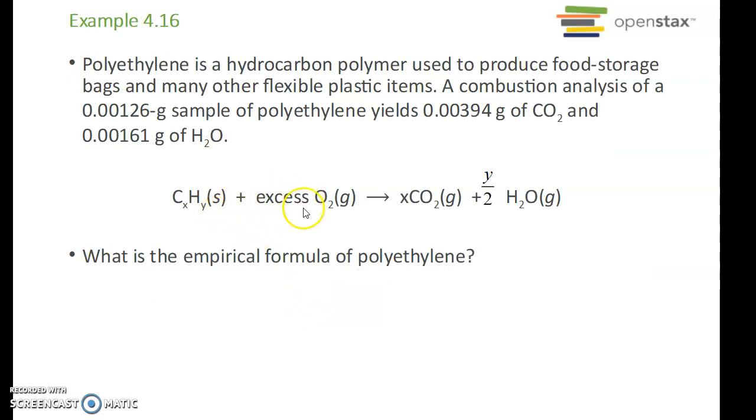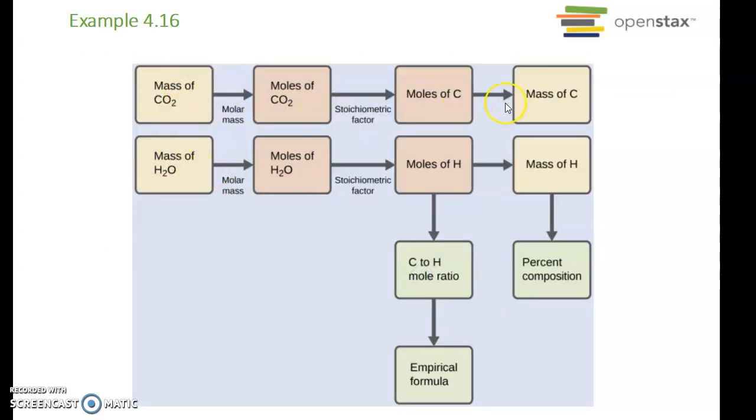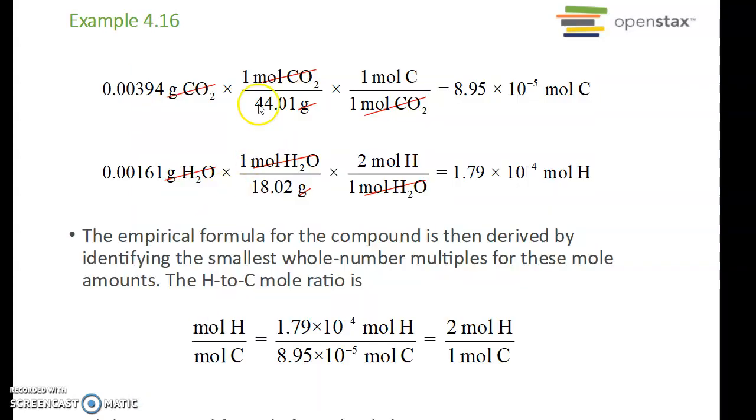Polyethylene plus excess oxygen yields this right here. And this is the empirical formula of polyethylene. And so what you do is you go through this whole process right here to give the C to H ratio and ending up with the empirical formula. And it works through the steps right here. This number of grams of carbon dioxide are produced. This number of grams of water are produced. So you get the moles of each one. 2 moles of this to 1 mole of this. So the empirical formula then would be CH2, right?